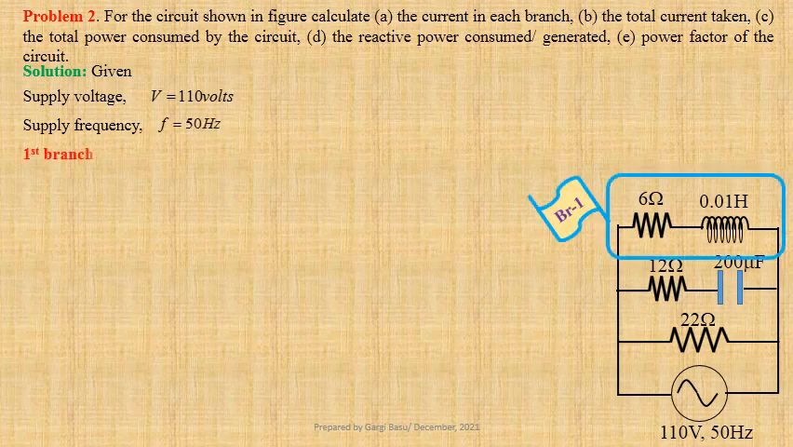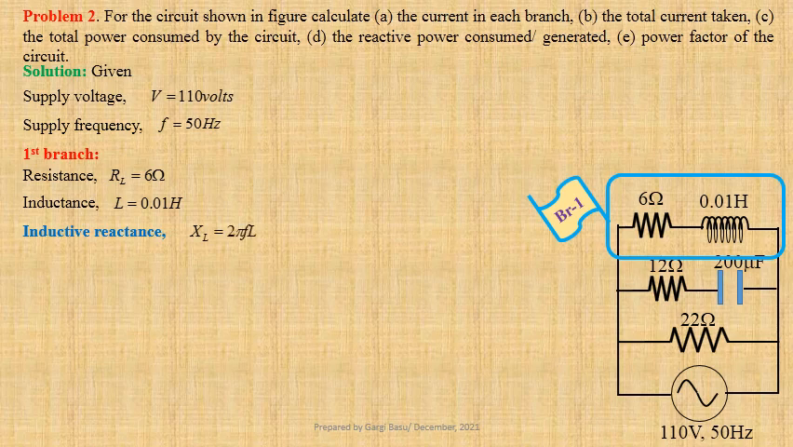For the first branch, given resistance RL equals 6 ohm and inductance L equals 0.01 Henry. Let us now calculate inductive reactance. XL equals 2 pi f into L. Using values we get 2 pi into 50 into 0.01, that gives us 3.1416 ohm.